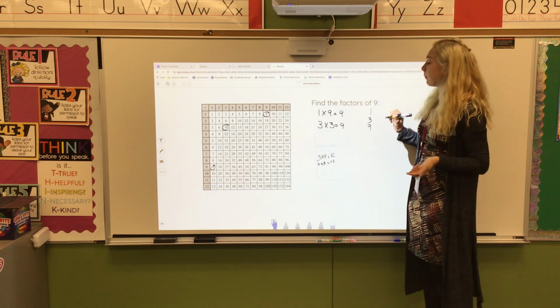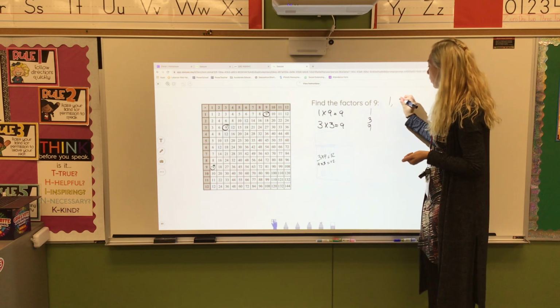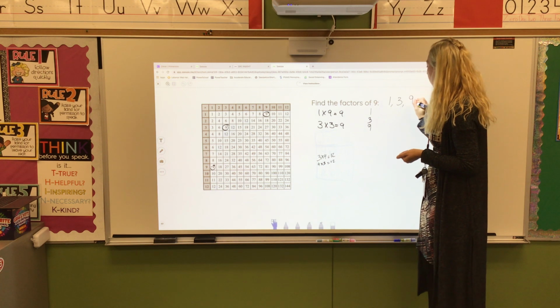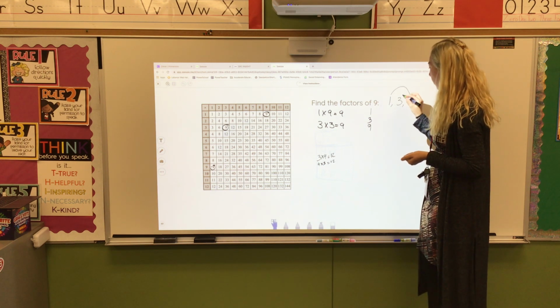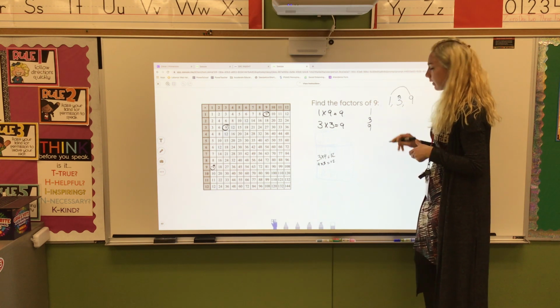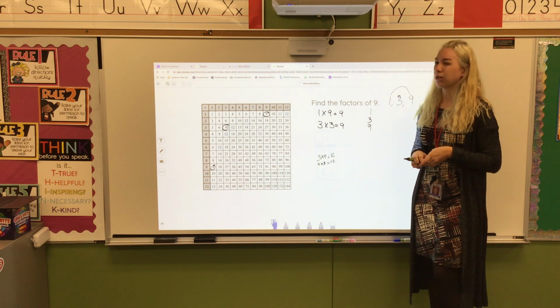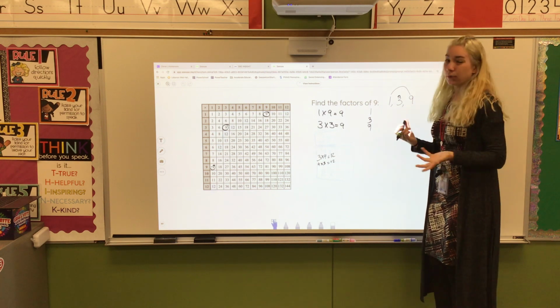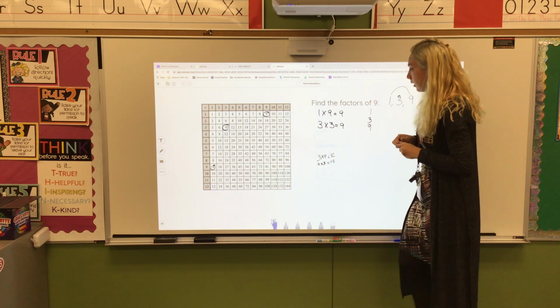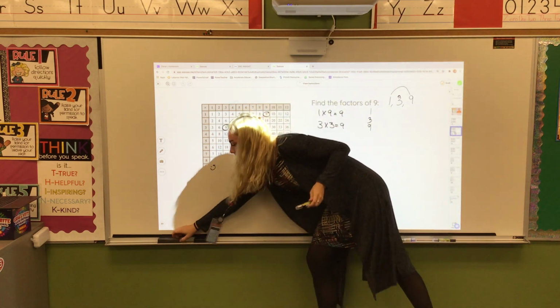Now it does make our rainbow look a little weird because we have 1, 3, 9, and our 1 and our 9 get a rainbow, but our 3 is just rainbowed by itself because it is its same factor. So that makes our rainbow way less cool, but it still works. Alright? Let's move on.